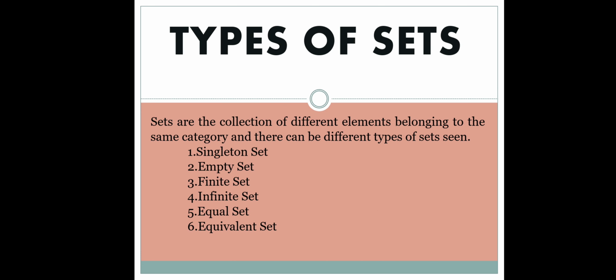So next, the topic is types of sets. Sets are collections of different elements belonging to the same category, and there can be different types of sets. A set may have an infinite number of elements, or may have no elements at all. Sometimes it may have some elements. Sometimes it may have just one element, and so on. Based on these different ways, sets are classified into different types.